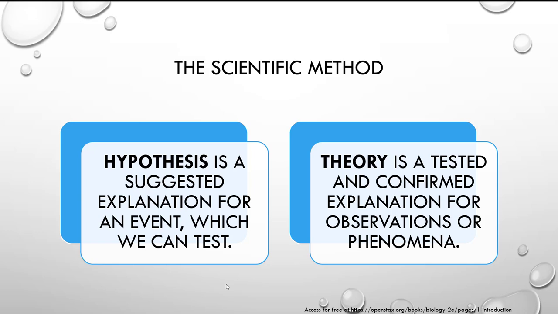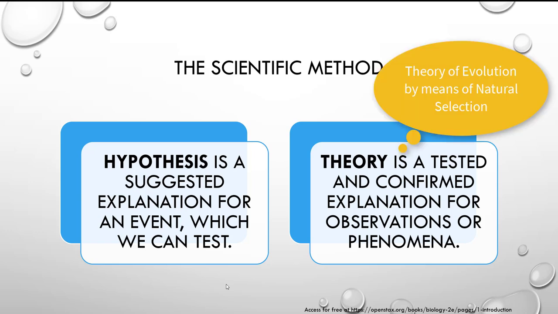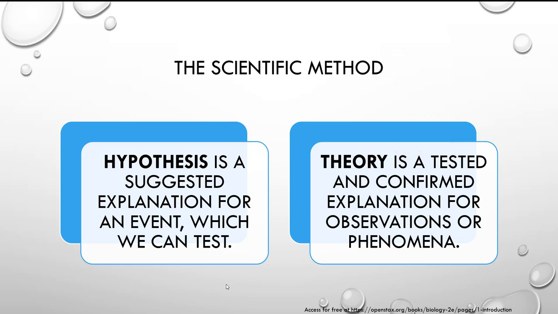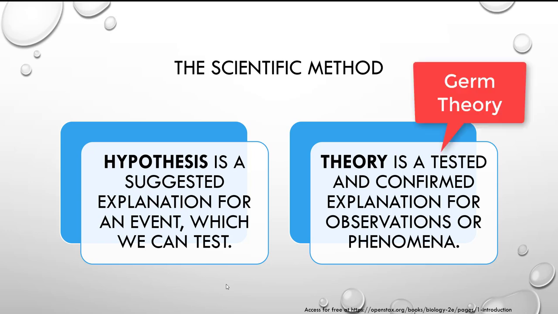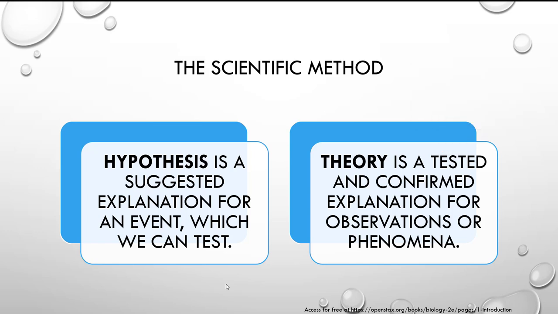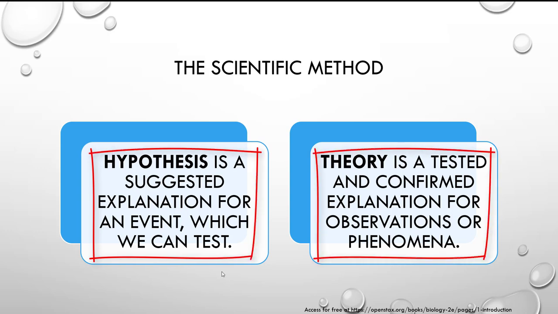You've also maybe heard of the theory of natural selection, or the theory of evolution by means of natural selection, or perhaps germ theory, or there's a number of different theories out there. So those are all scientific explanations that have been tested and confirmed over and over again. Okay, so a hypothesis is just a suggested explanation for a single event that we can test. A theory has been tested and confirmed over and over again. Okay.